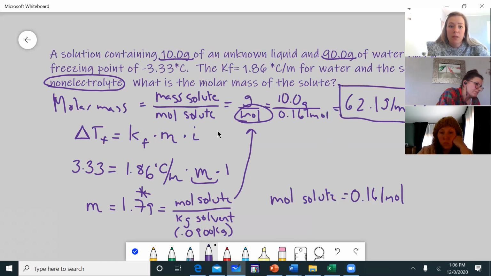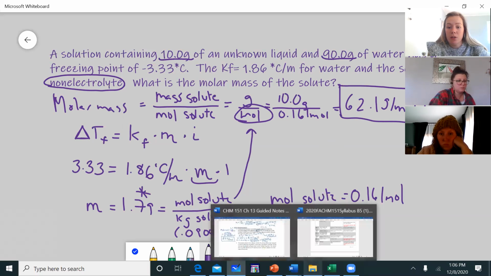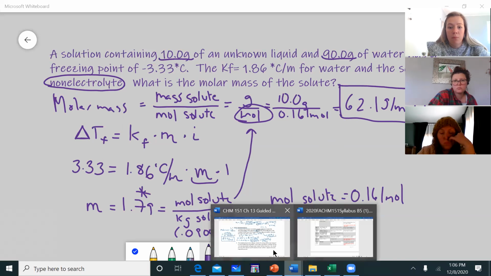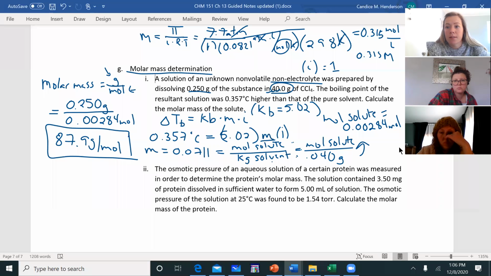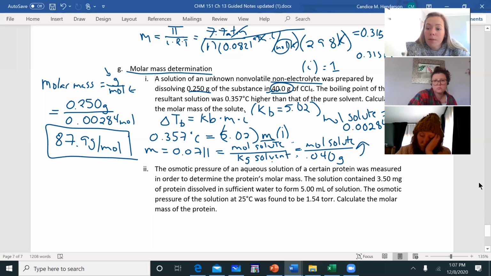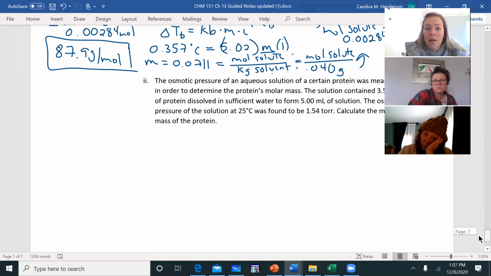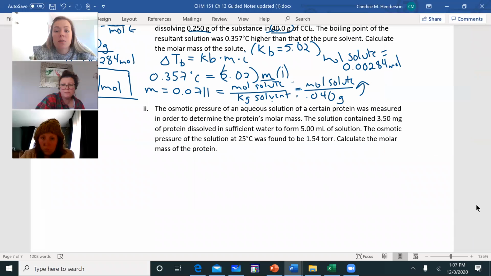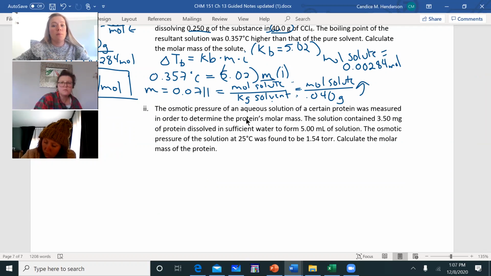Let's look at another one of these problems, solving for molar mass, but we're going to be given different information. So it's not going to be based off of temperature and boiling point. It's going to be based off of osmotic pressure information. Okay, so in this problem down here, it says the osmotic pressure of an aqueous solution of a certain protein was measured in order to determine the protein's molar mass. Okay, so we're trying to find molar mass. It says calculate molar mass of the protein.